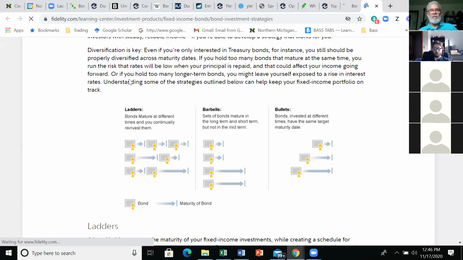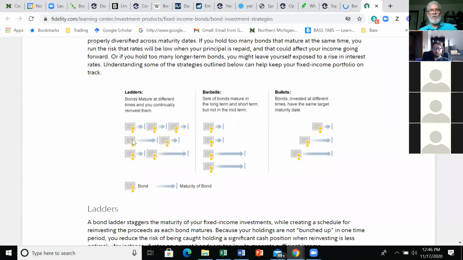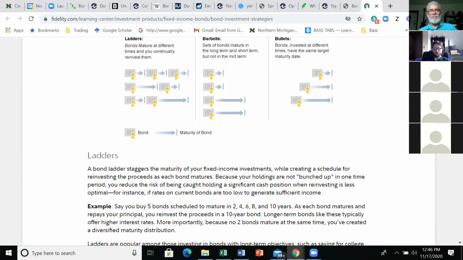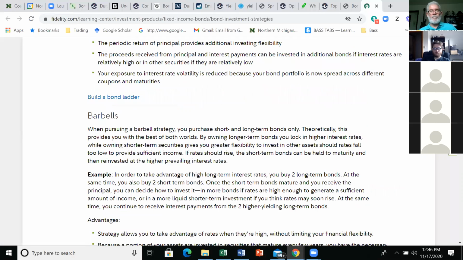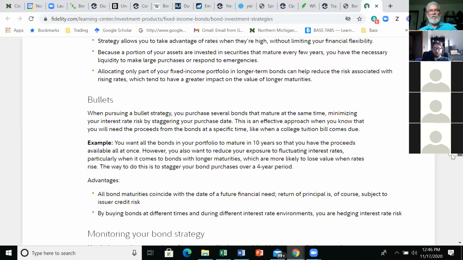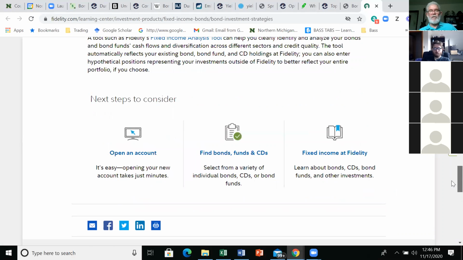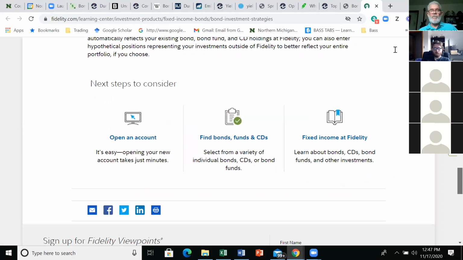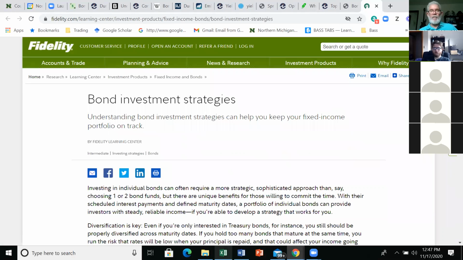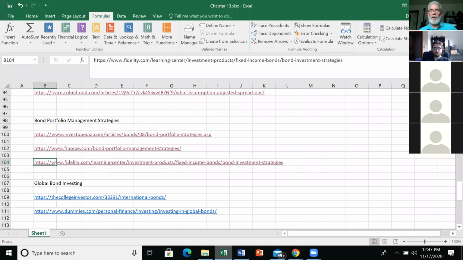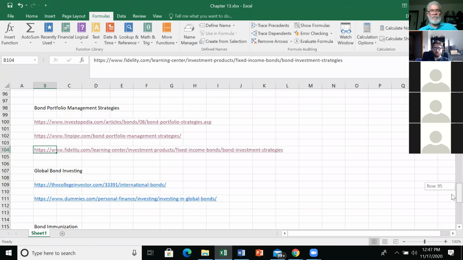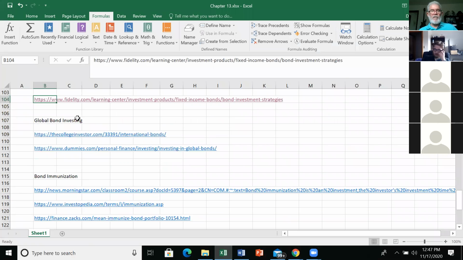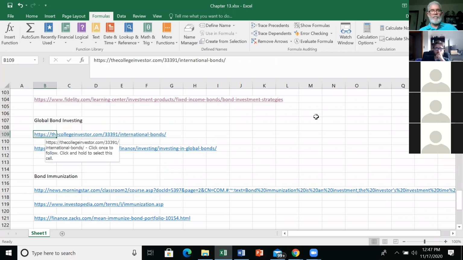This is interesting. Ladders, mentioned in the book, barbells, bullets, something different. It explains what they are, and then how to monitor your strategy, and then you're ready to go open your account. And then we have some stuff on global bond investing. Here's one, The College Investor.